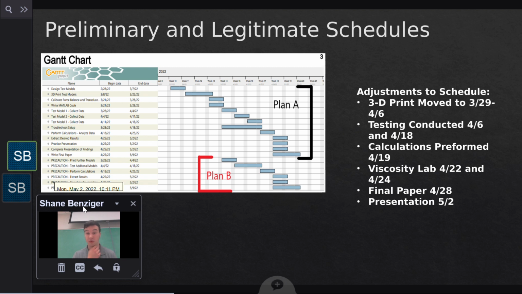We initially were not informed of the viscosity lab. However, that was added into the schedule to be completed on April 22nd to April 24th. The final paper was written on April 28th, and the presentation was completed on May 2nd, well ahead of schedule.